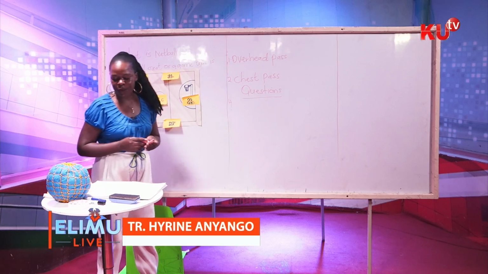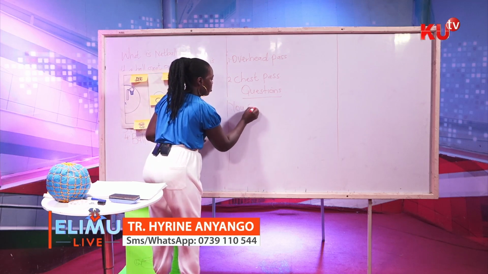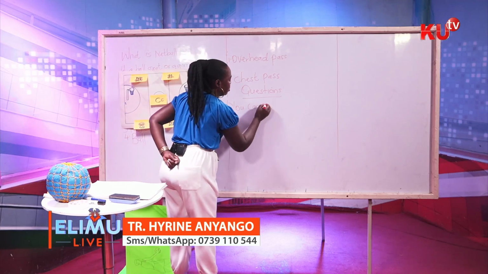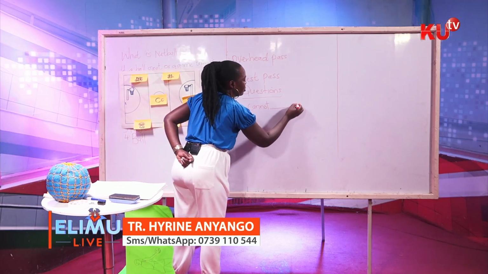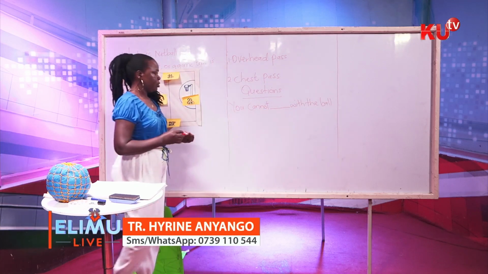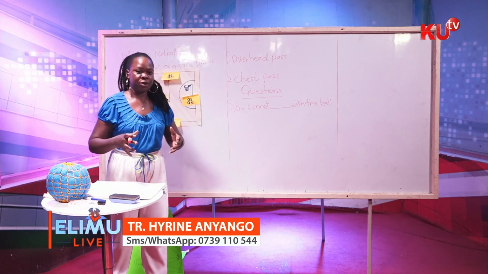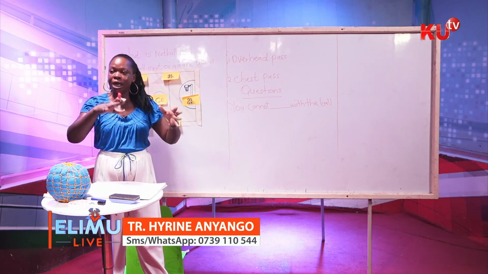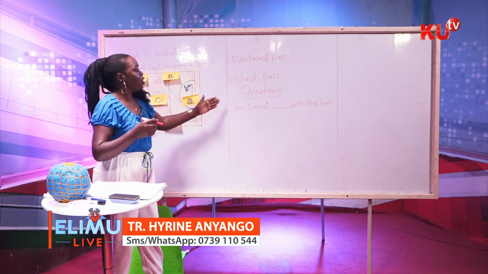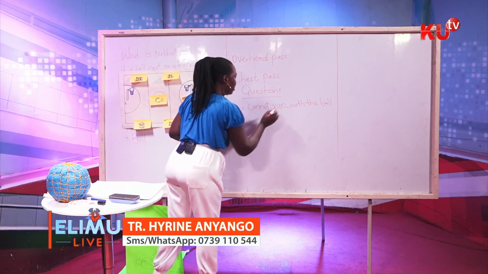We'll have questions for us. Question number one is, you cannot run with the ball. When you are learning, I said, when you get the ball, what are you supposed to do? First of all, make sure you check around and see who is ready to get that ball and then pass it. So here, you cannot run with the ball.